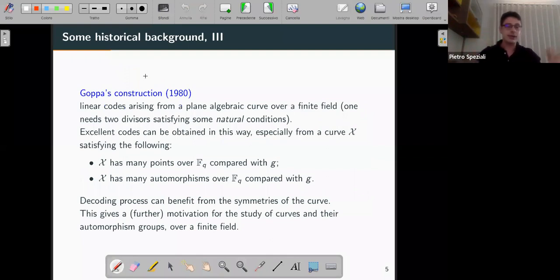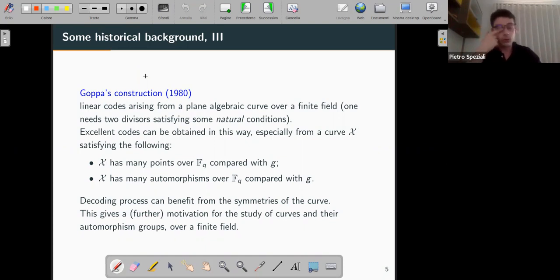I have to mention the fact that one of the main reasons for the more modern interest in the symmetries of algebraic curves is actually given by applications. So in the 80s, the world knew about Goppa's construction of linear codes arising from algebraic curves over finite fields.